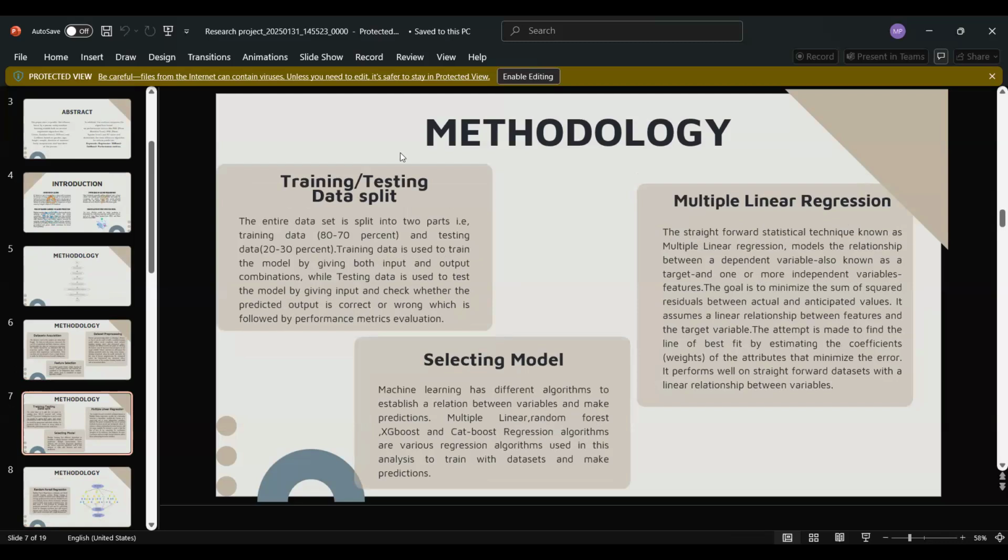As I said before, we are going to use four types of models in this comparative analysis. The first one is multiple linear regression. Basically, linear regression is a baseline model that establishes a relationship between multiple independent input variables and a dependent output variable. It performs well on straightforward datasets with a linear relationship between variables.